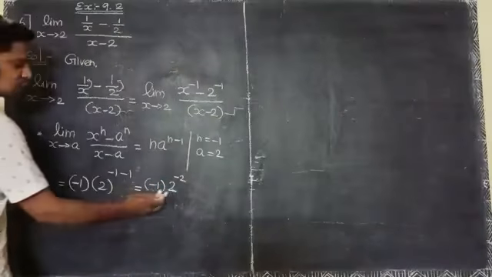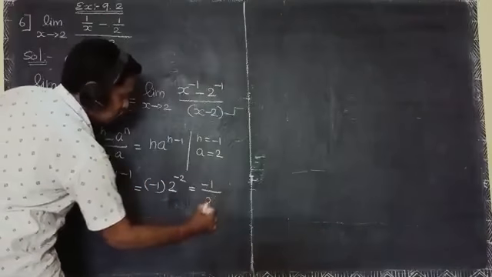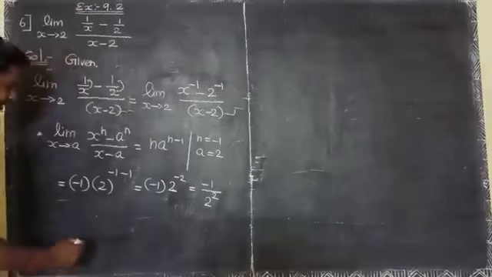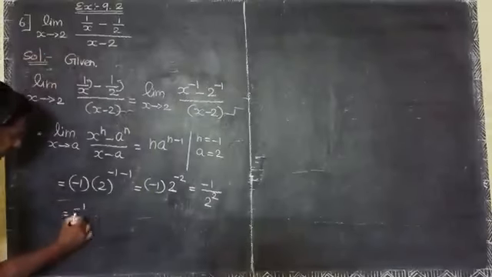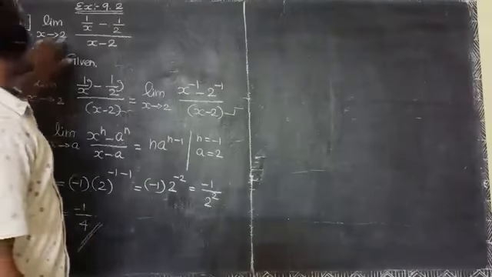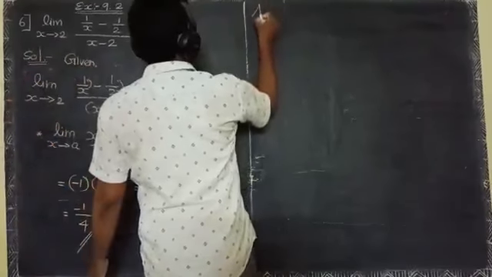2 power minus 2 can be written as 1 divided by 2 power plus 2. 2 power 2 is 4, so it is equal to minus 1 divided by 4. Minus 1 divided by 4. The problem can also be solved by another method, the iterator method.